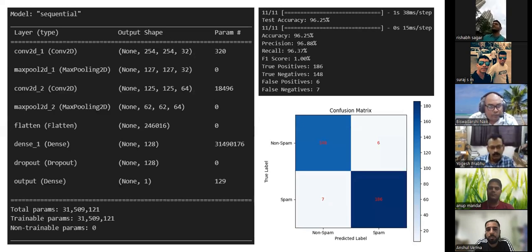I have taken two convolutional layers and two max pool layers with 3x3 kernel size. Then I have taken a 128 neuron dense layer and dropout in between. It's a 0.5 dropout layer. So with this, I can achieve around 96% of accuracy. Next slide.